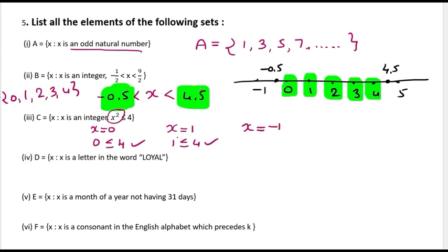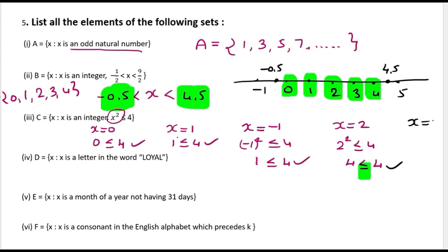Substitute here, x square. Minus 1 square is less than or equal to 4. 1 is less than or equal to 4. It is also true. Take x value as 2. 2 square is less than or equal to 4. 4 is less than or equal to 4. You have a less than or equal to condition. So it is also true.